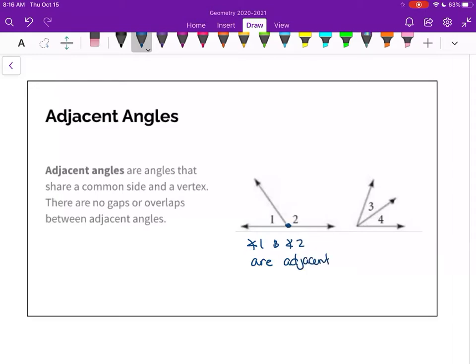And we see that they share a vertex right here, and they share a common side, this ray between them. Okay, and same thing with 3 and 4. So 1 and 2 make what we call a linear pair. We're going to talk about that in a second. And 3 and 4 don't make a linear pair.